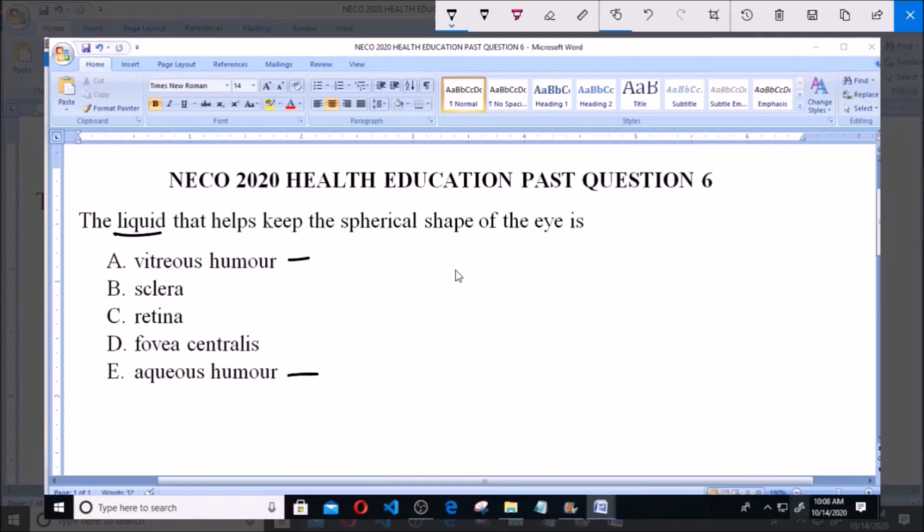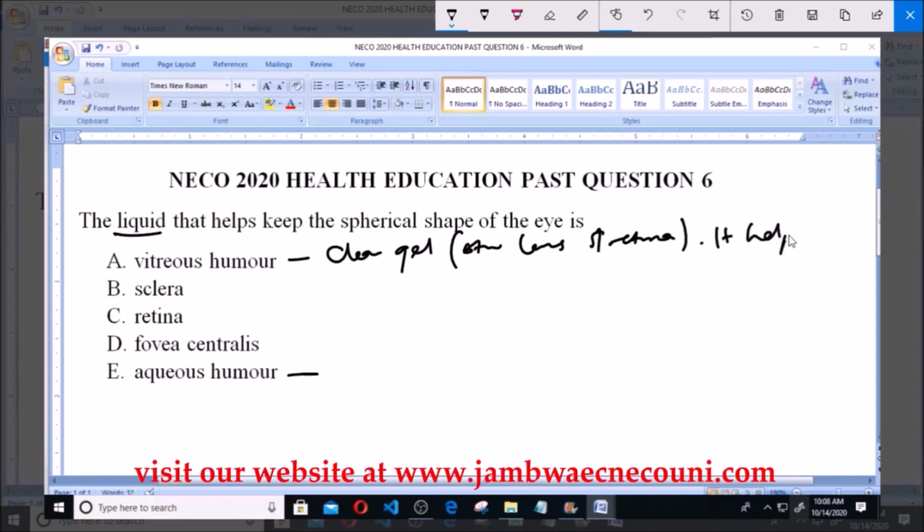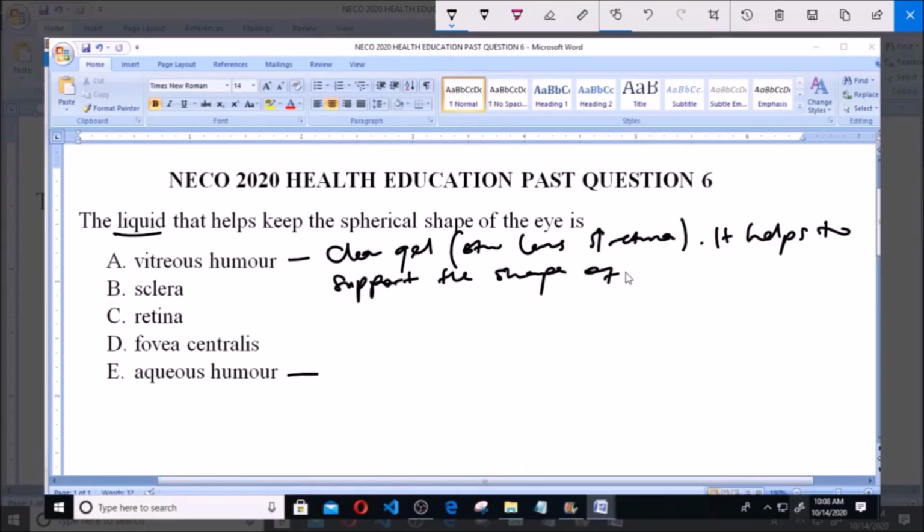Now the vitreous humor is a clear gel, and it is located between the lens and the retina of the eyeball. It helps to support the shape of the eye. So it helps to protect the eye, that is, it ensures the spherical shape of the eye.